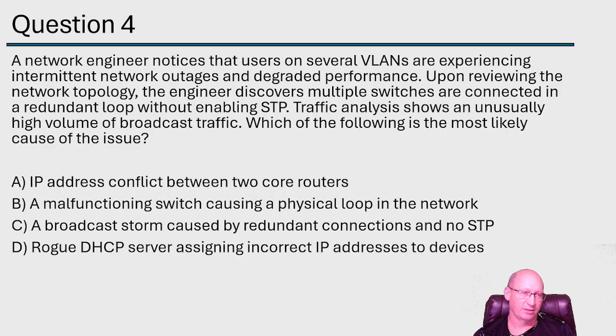There it is. A is our answer. Moving on to question number 4. A network engineer notices that users on several VLANs are experiencing intermittent network outages and degraded performance. Upon reviewing network topology, the engineer discovers multiple switches are connected in a redundant loop without STP. No, I'm not telling you what STP is right now. Traffic analysis shows an unusually high volume of broadcast traffic. Which of the following is the most likely cause of the issue? I know, we went from 0 to hero overnight. Difficult question. Very difficult question. What do you think on this one?